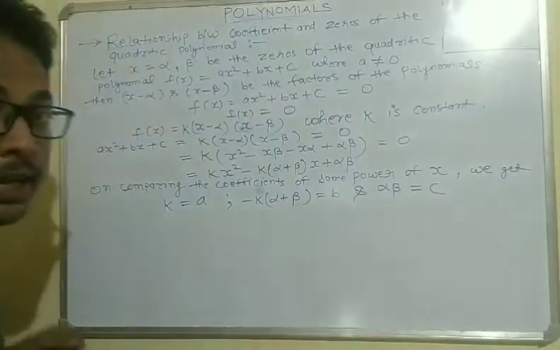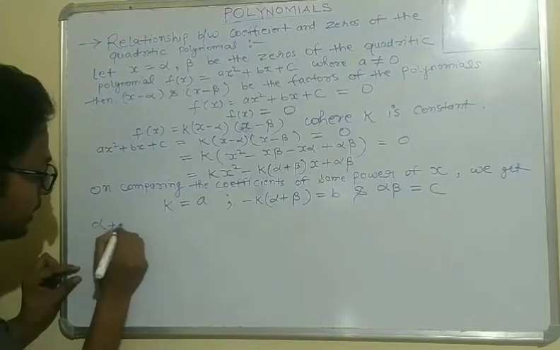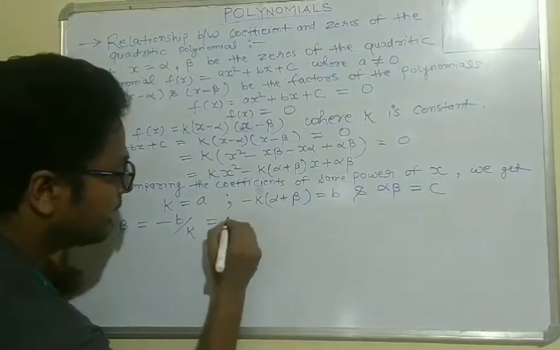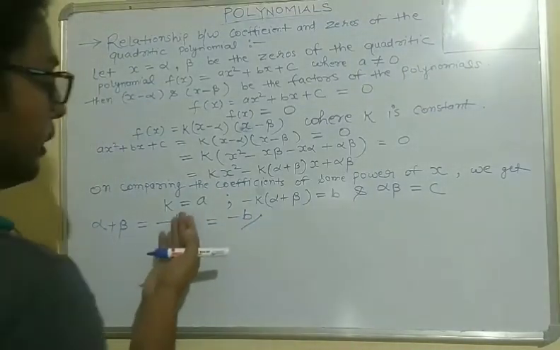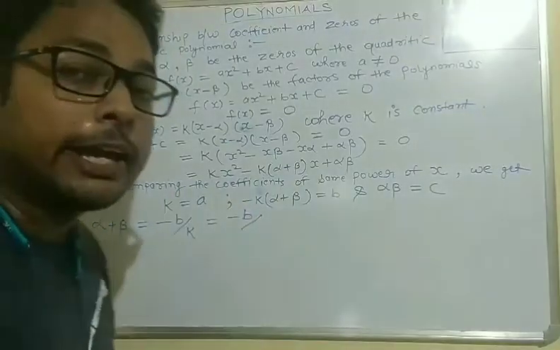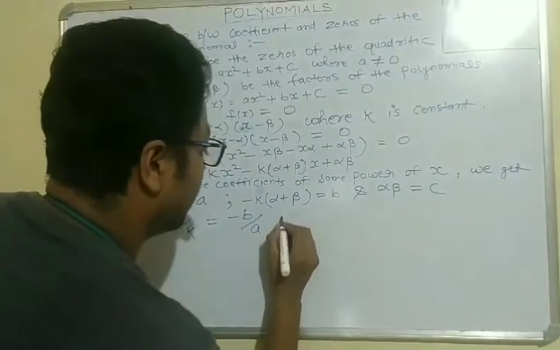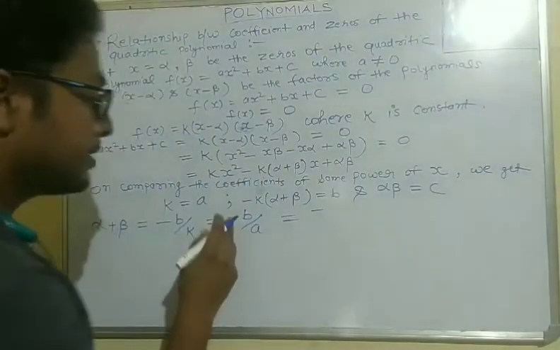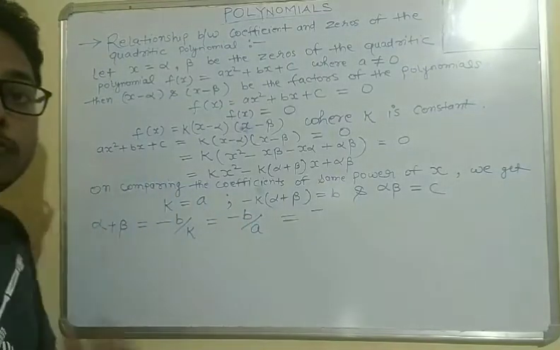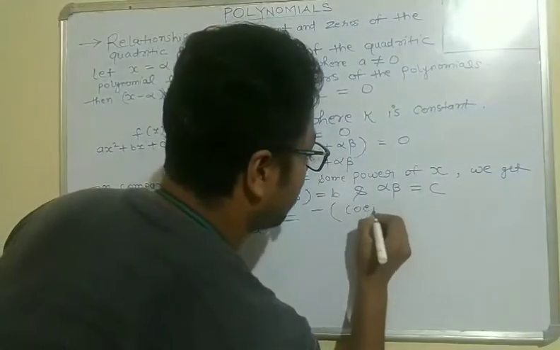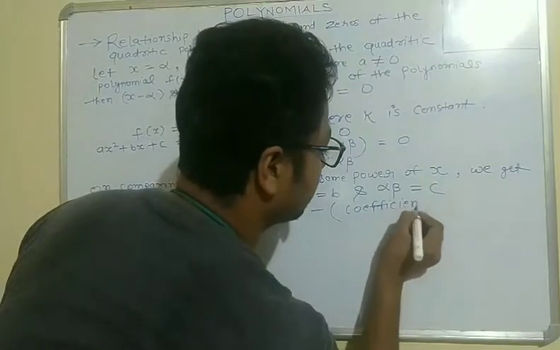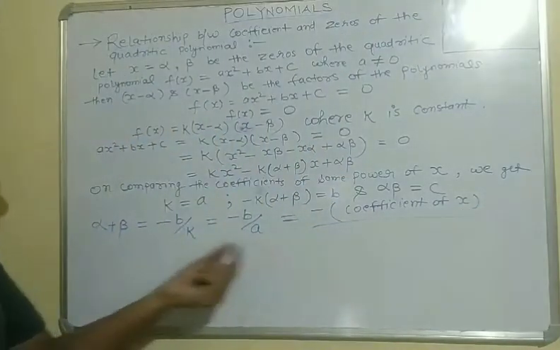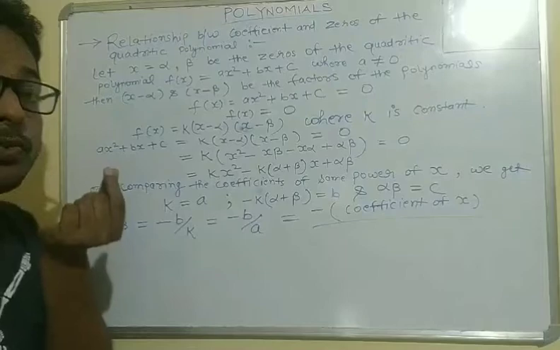Here alpha plus beta can be written as alpha plus beta equal to minus b upon k. What will be the value of k? Here the value of k will be a. It can also be written as minus of b, where b is the coefficient of x, upon a, where a is the coefficient of x square.